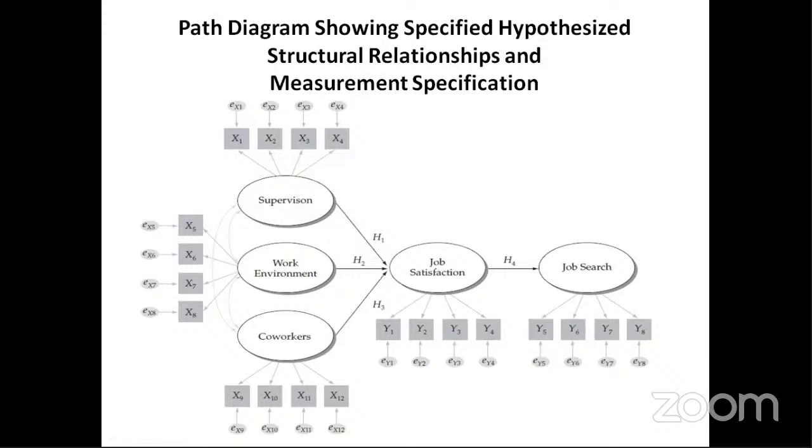Okay. So now this work environment is again blown into X5, X6, X7, X8, and co-workers. Now whatever you do, the error element is always going to remain in all of them, right? And H1, H2, H3, H4 are our hypotheses, which you can see here.